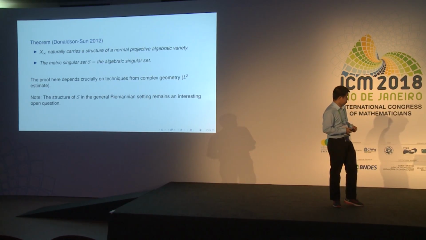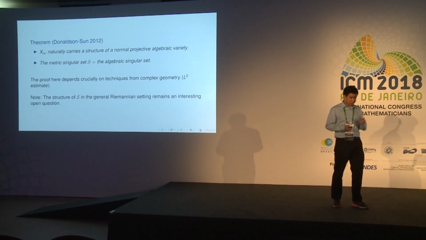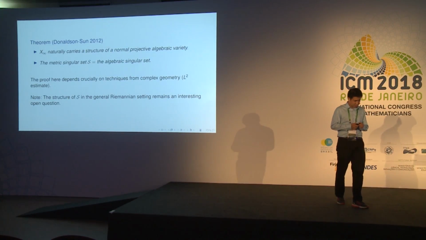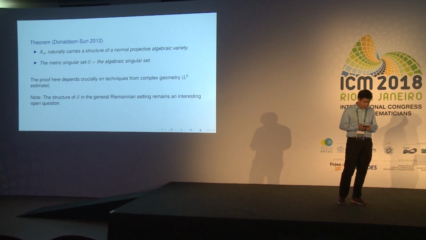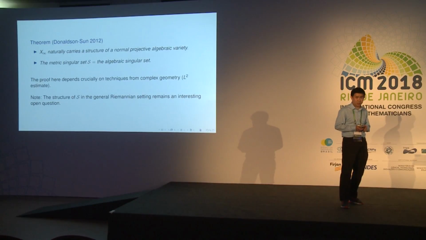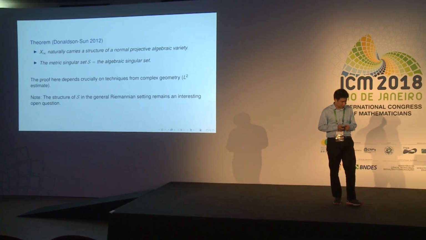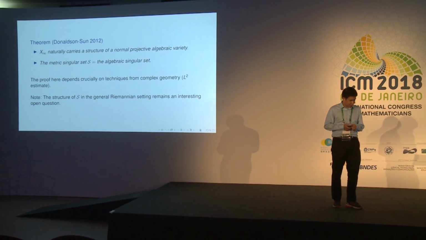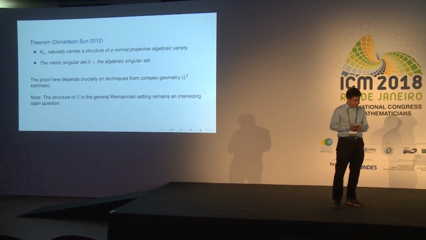In the general Riemannian setting, the Cheeger-Colding theory holds, but the structure of the singular set is not well understood. So it's still an interesting question: how can we extend this result to the general setting?